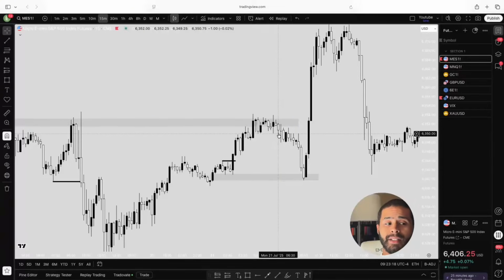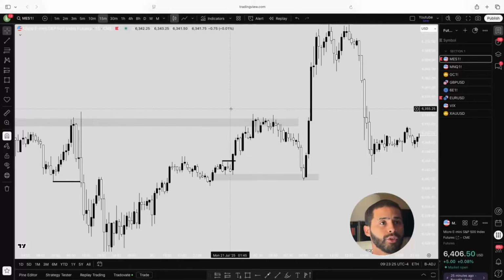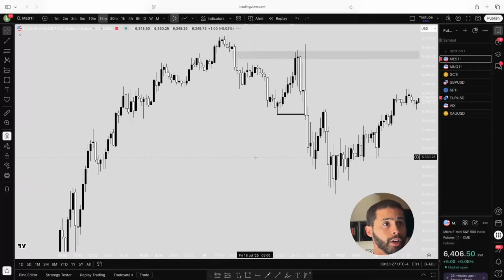Now, this is on the 15-minute time frame. So if you're trading on the 1-minute time frame and you're using an entry model here to get into this trade, this would have been a nice little trade here. Let's go over a couple more examples.